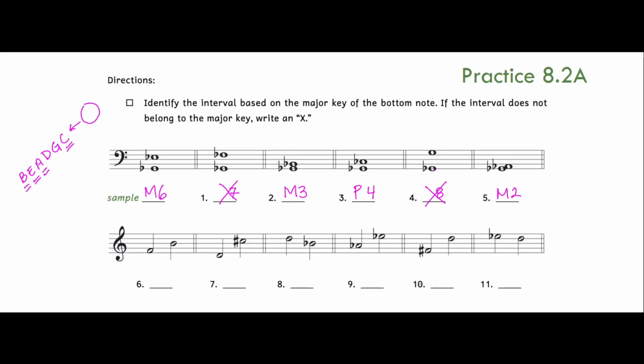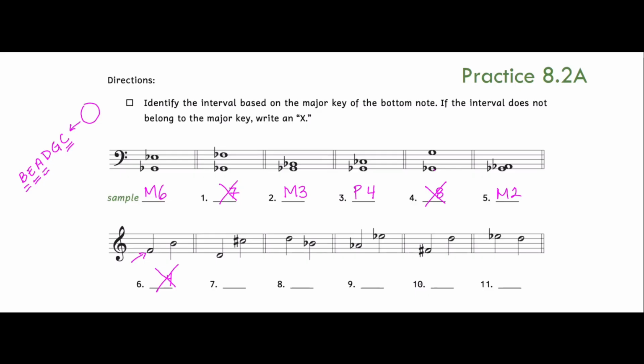Now, for numbers 6 through 11, these are melodic intervals, and we're going to change the bottom note for each example. All right, so number 6, the notes are F to B. Always write the interval number first. This is a fourth. Now we say, what is the key signature of F major? F major has 1 flat, B flat. This is a B natural, therefore this does not exist in F major.